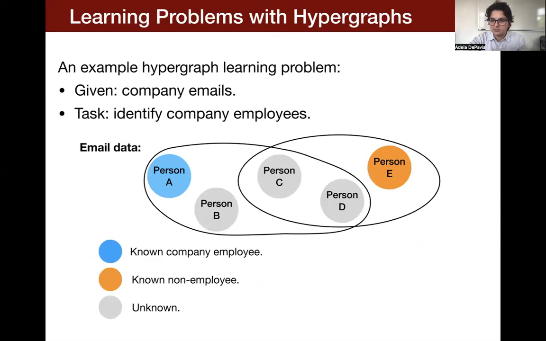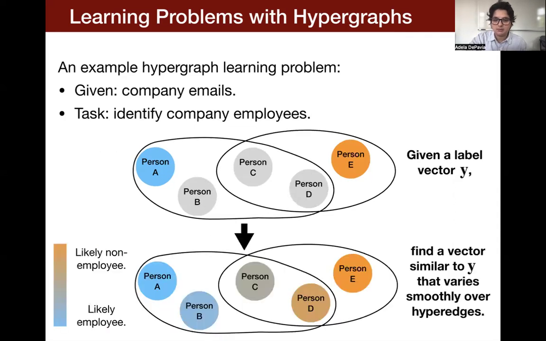What kinds of learning problems can we solve using hypergraphs? So let's consider a simple setup where we're given a data set of emails from a company. This email data set contains both company employees and outsiders. Say we're also given some small set of labels. So for a subset of people, we know whether or not they are company employees. And our goal is to estimate for every person in the data set whether or not they are company employees using these provided labels and the structure of the email data set as encoded by a hypergraph.